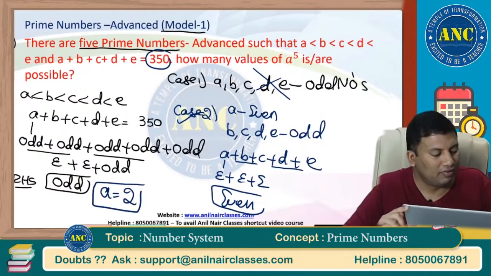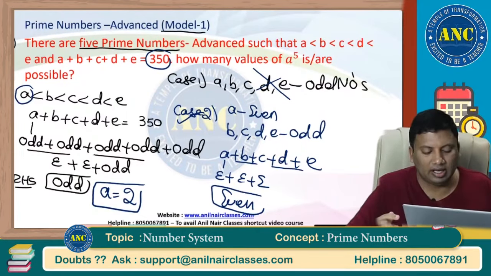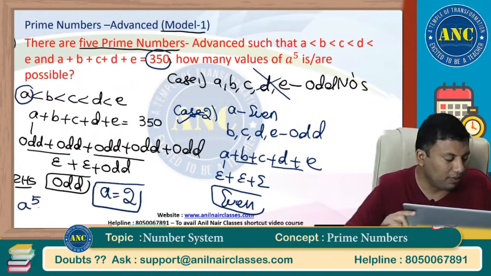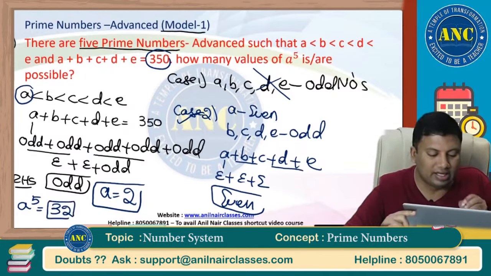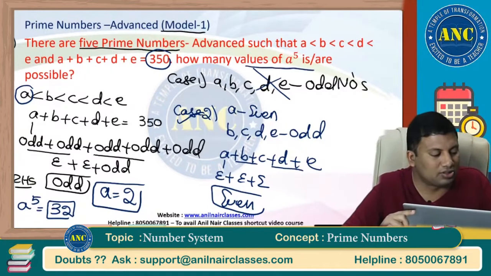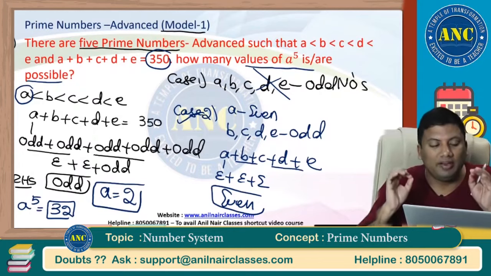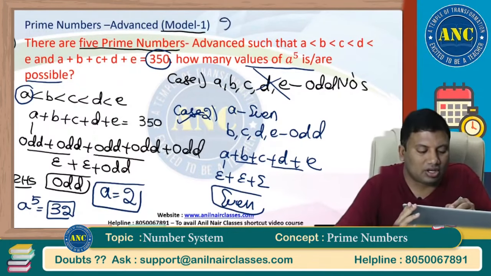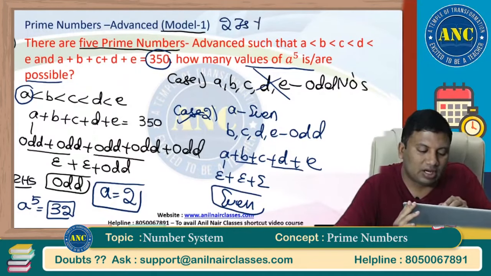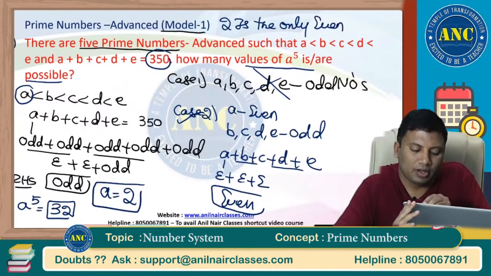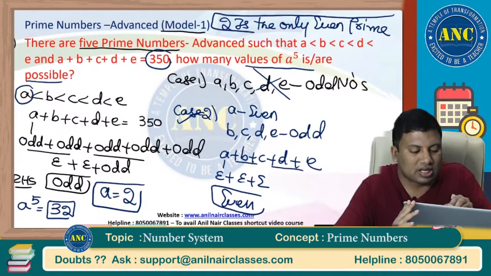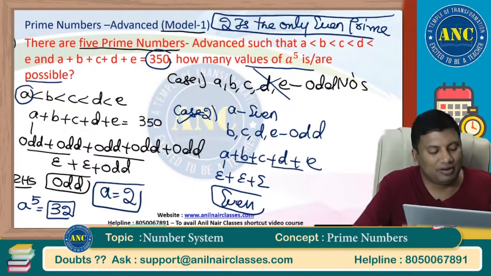So here the lowest is nothing but A. How many values of A power 5 are possible? A power 5, 2 power 5, 32. Only one value is possible, and the value comes out to be 32. Very, very good question which talks about the application of the concept that 2 is the only even prime. How to use this concept in finding the value of a variable?